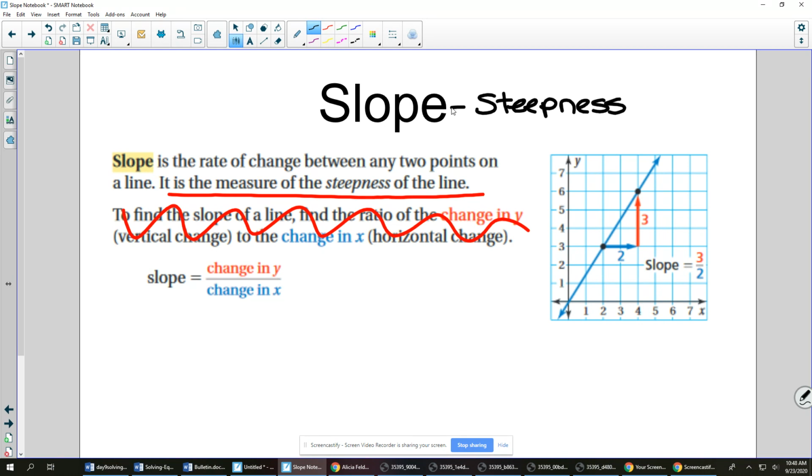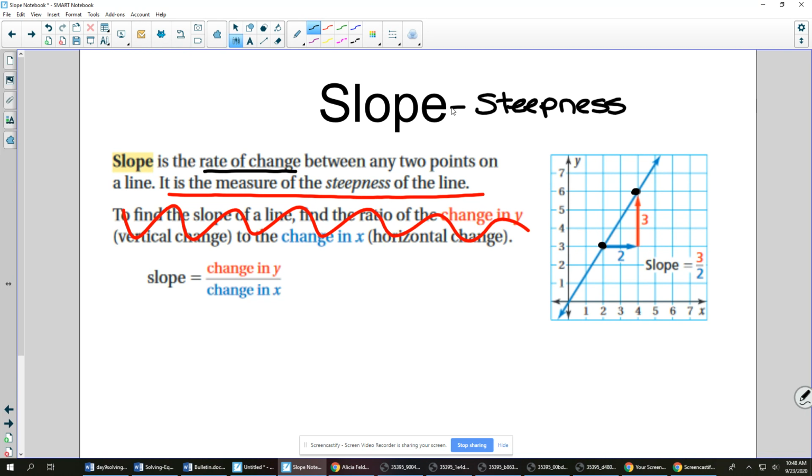So it's the rate of change. There are so many different words for slope, one being rate of change. So the rate of change between any 2 points on a line, like this one and this one right here. It's telling me how steep this line is. You would pick 2 points on it and measure the steepness of the line.